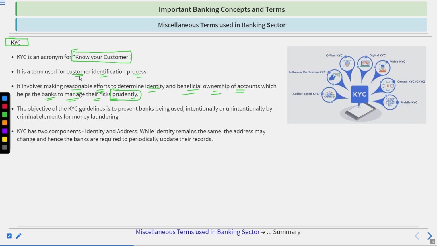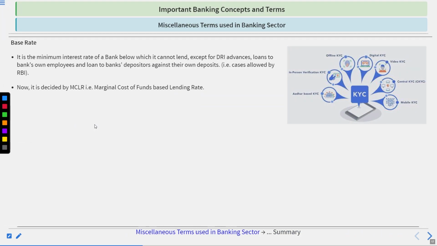Because if the bank already knows the customer profile, then they could easily rule out whether to continue with him or not. The objective of the KYC guidelines is to prevent banks from being used intentionally or unintentionally by criminal elements for money laundering. Because if the customer earns income from illegitimate sources, the bank could intentionally or unintentionally become a part of money laundering services. KYC has two components, identity and address. Identity remains the same, the address may change, and hence banks are required to periodically update their records so that they could have the accurate address of their customer.